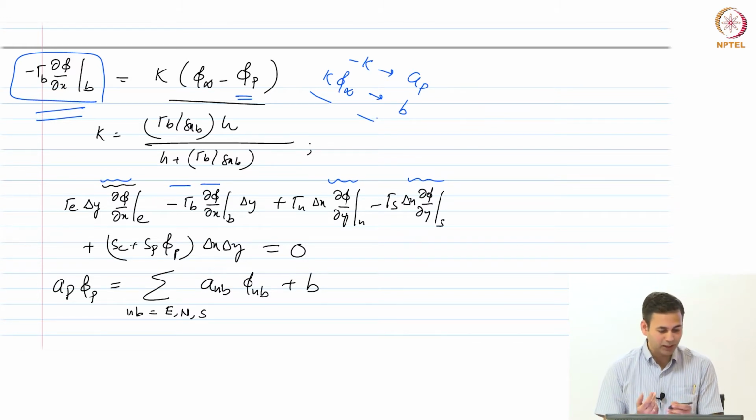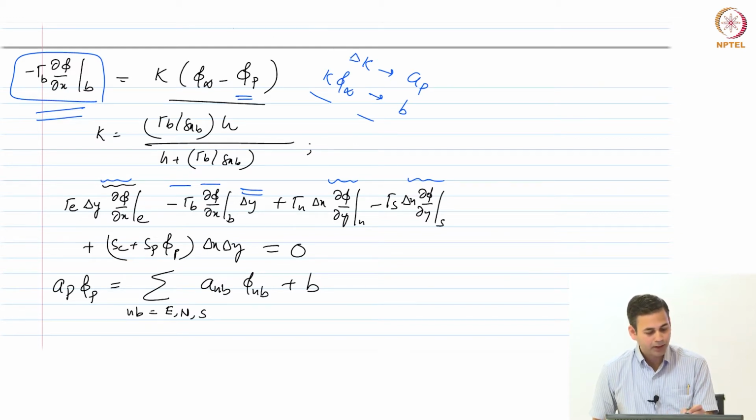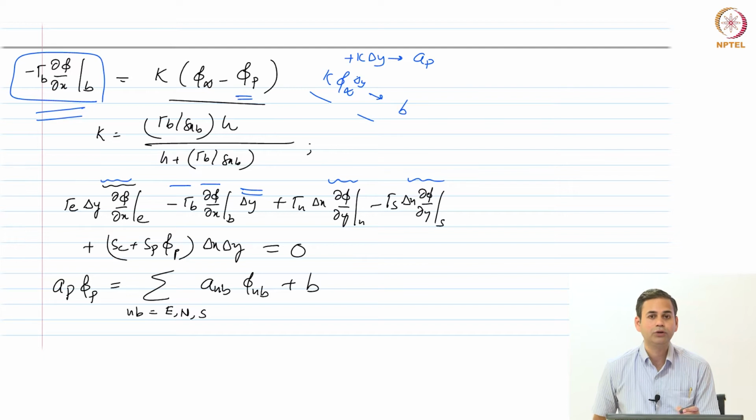Of course, we have this multiplication of delta y that I have not put here. So, this gets multiplied with delta y. This is only an expression for gamma b partial phi partial x times delta y. So, essentially the coefficient that will go will be minus k delta y. It will become plus, because we are sending the p terms to the right hand side. So, k delta y will go into AP and k phi infinity delta y will go into B. Okay. So, that is the contribution.